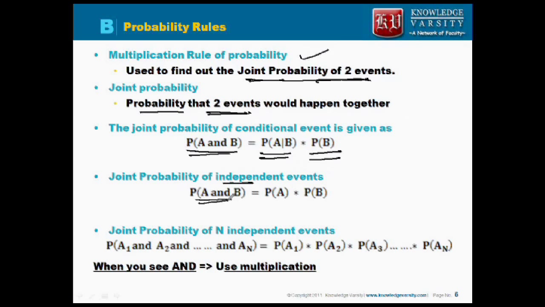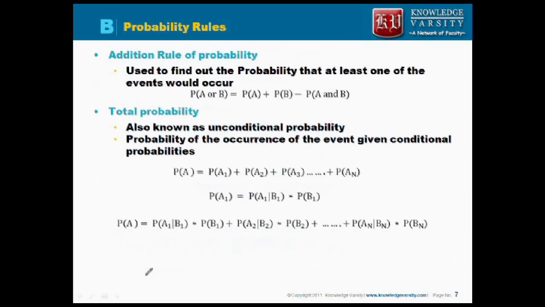Joint probability of independent events is given as, there is no condition over here, so it will be P(A) into P(B). However, when there are n independent events, the probability of A1, A2, till AN, which are all independent, the joint probability will be P(A1) into P(A2) till P(AN). So whenever you are seeing AND, please note that you should be using the multiplication rule.